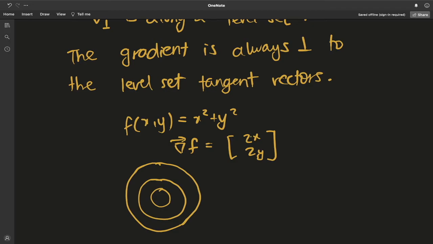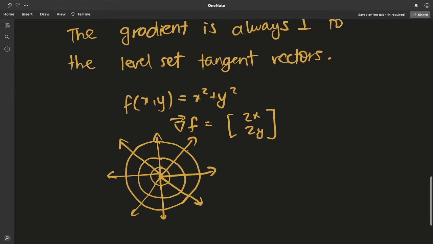And the gradient 2x, 2y, you can plot this out on MATLAB or Desmos or something, will point radially outwards. Of course, they have a factor of 2, so they're not all normalized, but it does the job. So they're looking a lot like a spider's web. If you do have a tangent vector here, that's perpendicular to the gradient. So this ties back to what we talked about with regards to the gradient in the last video.